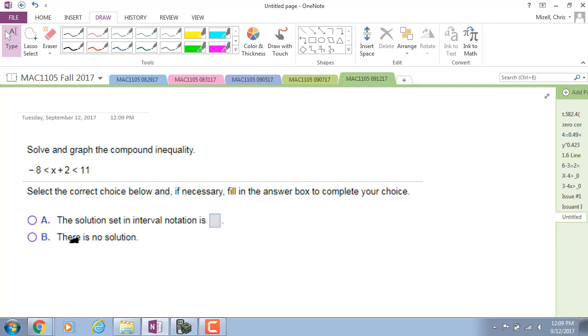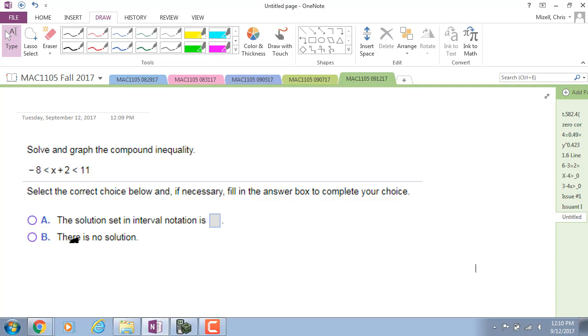A good word, preposition to associate with the compound inequality is the word between. Between means the same thing as the inequality is written, as you would ordinarily think of where numbers lie on the number line. You see the x plus 2 written in between -8 and 11. It simply means in order for x to be a solution of this, the value of x plus 2 has to be between -8 and 11.